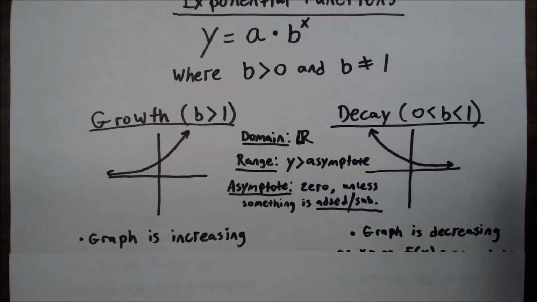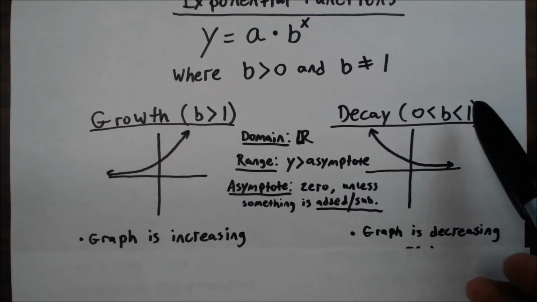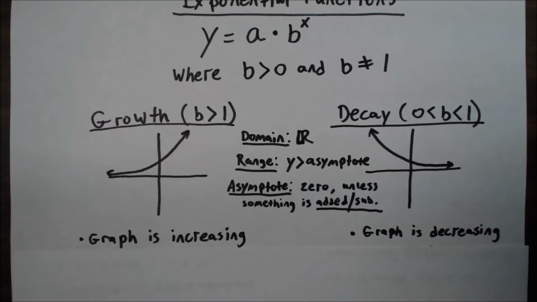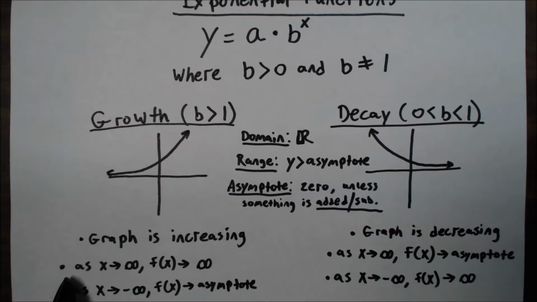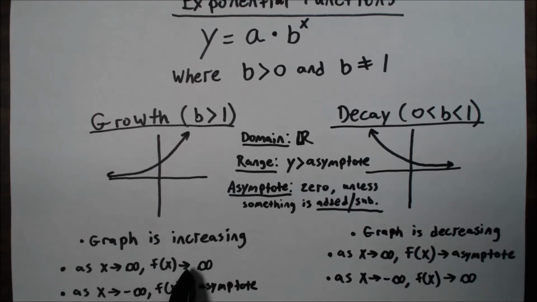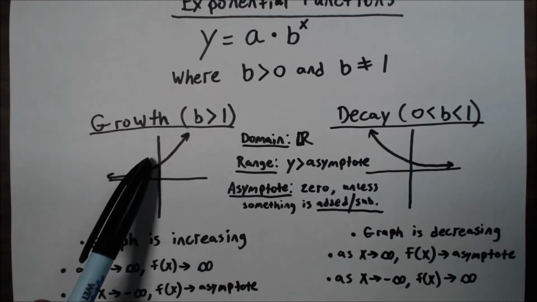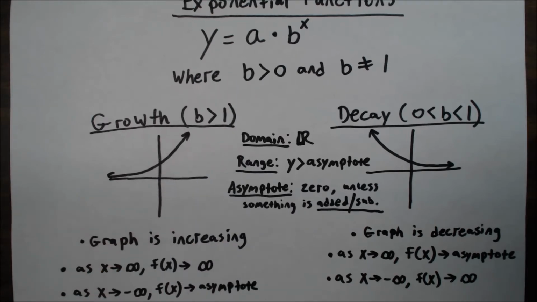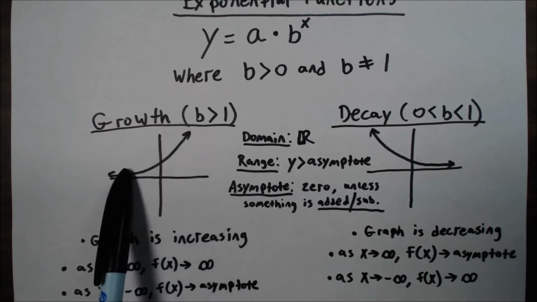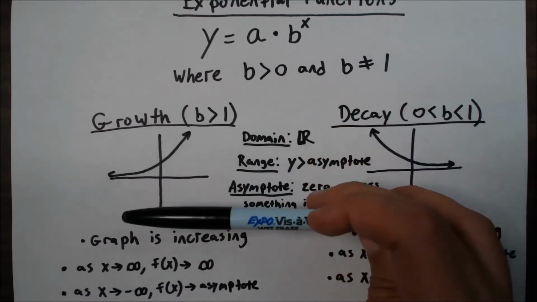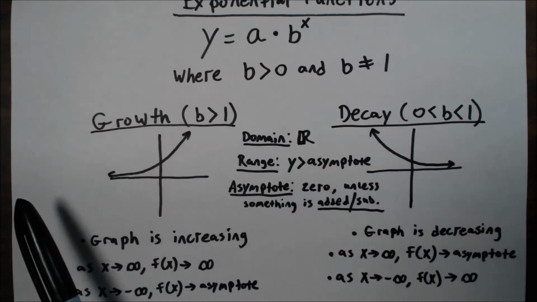So, first of all, growth, the graph is increasing. Decay, the graph is decreasing. Well, what that means in terms of end behavior is, for growth, as x approaches infinity, f of x approaches infinity. As we go to the right, the graph goes up. As x approaches negative infinity, f of x approaches whatever the asymptote is. In this case, it approaches 0.